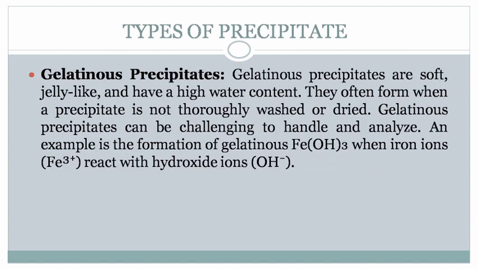Fourth, gelatinous precipitates. Gelatinous precipitates are soft, jelly-like, and have a high water content. They often form when a precipitate is not thoroughly washed or dried. Gelatinous precipitates can be challenging to handle and analyze. An example is the formation of gelatinous Fe(OH)3 when iron ions, Fe3+, react with hydroxide ions, OH-.